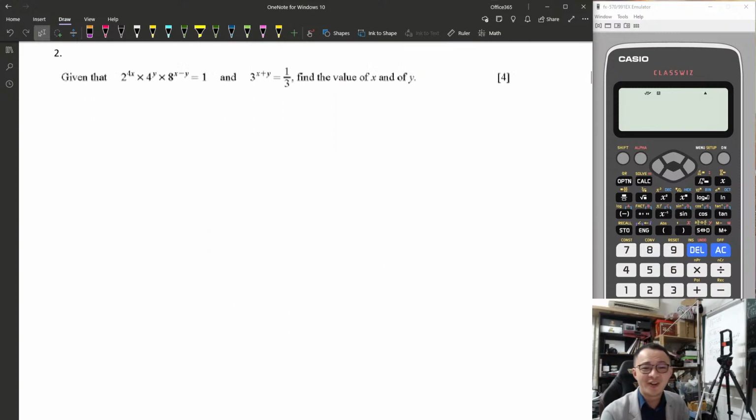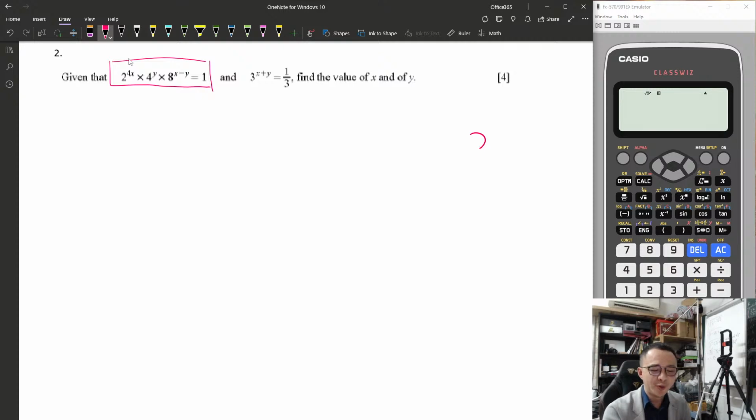Alright, let's move on to the second question. It's another indices question, but this one has two unknowns. Just now there was only one unknown, the x only, but this time we have x and y. So basically, we need to do simultaneous equations. We have the two equations over here, the first equation and the second equation. You can see the question over there, and it's 4 marks. So let's do it.